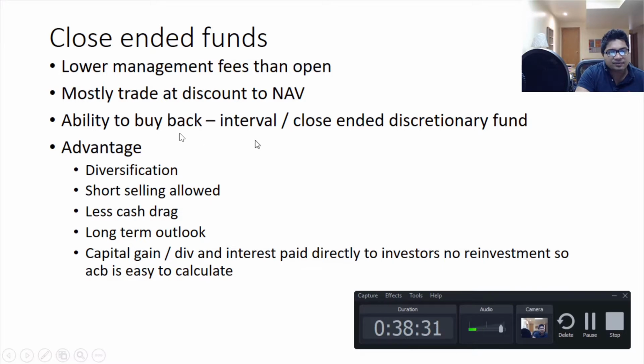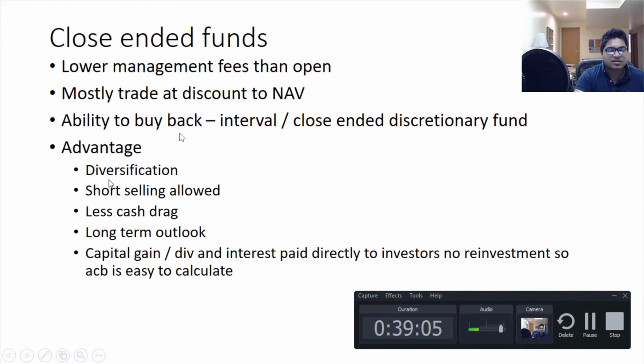As for the ability to buy back, there can be an interval or close-ended discretionary fund which has certain buyback provisions, because generally close-ended funds do not have buyback provisions. When they get money from investors and issue units, that's it. Investors cannot go back to the fund and ask for money. But certain close-ended funds can have a buyback mechanism. If they have buyback, then they are called interval or close-ended discretionary funds.